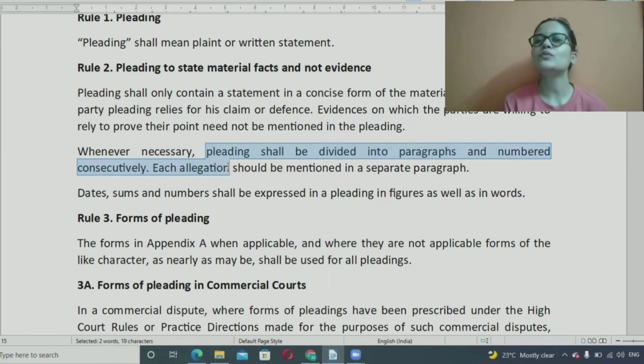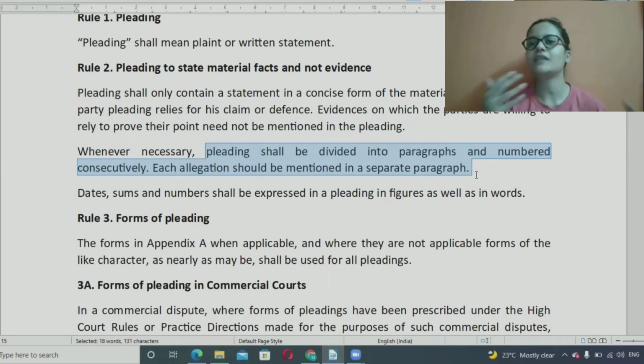If there are 2 or more allegations, such allegations need to be mentioned in separate paragraphs so that we don't mix everything. We are able to understand, we are able to differentiate between the 2 allegations, 3 allegations which are made in the pleading.